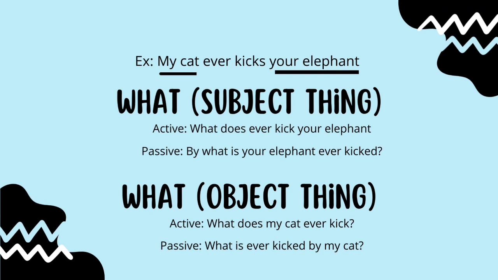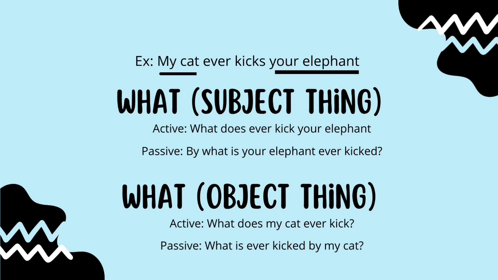So why do we use what? Why don't we use who? Because my cat refers to an animal, so it refers to a thing. So we have to use what. So: what ever kicks your elephant? After we have changed the sentence into an active what-how question, we change into passive voice: by what is your elephant ever kicked?